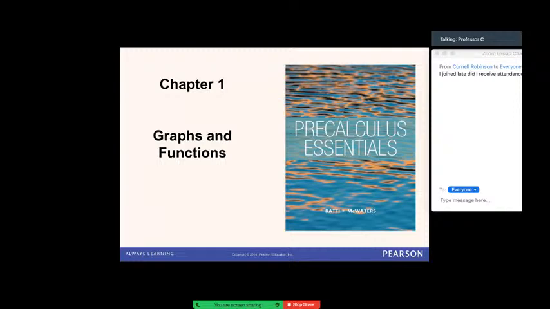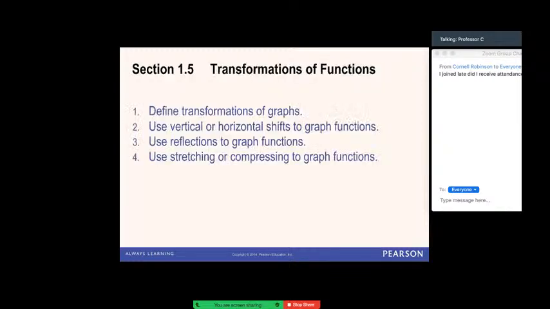So yeah, continuing with chapter one, we're moving into section 1.5, transformation of functions. The goal here is we're going to take the basic functions that we introduced last time, this library of functions, and start to introduce transformations and manipulations on them. We're developing some graphing techniques that we use in college algebra, and they work beyond college algebra as well.